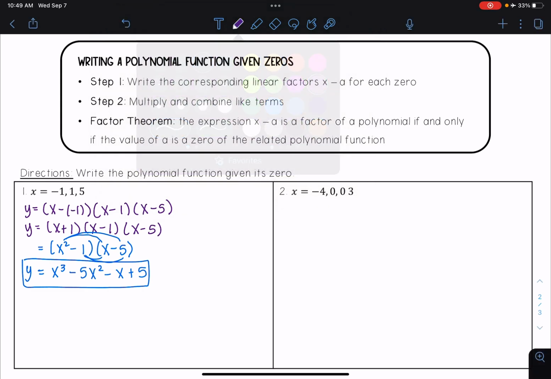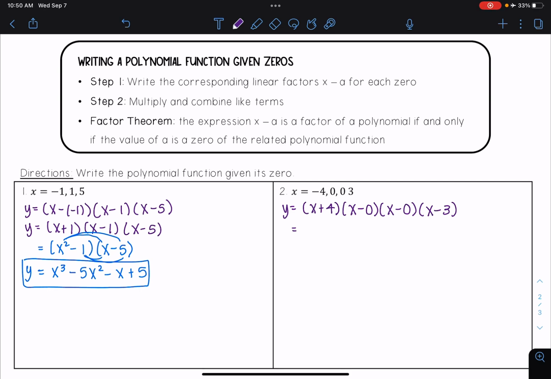Okay, let's look at this next one. So here I have 4 zeros. I have x equals -4, 0, 0, and 3. So since I have 4 zeros, I know this polynomial is going to have a degree of 4. So writing these out, I have x minus -4, so it's going to be x plus 4, times x minus 0, times x minus 0, times x minus 3.